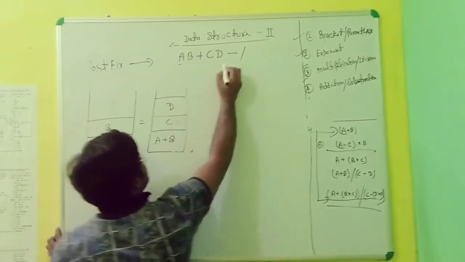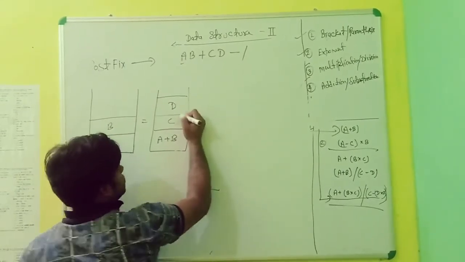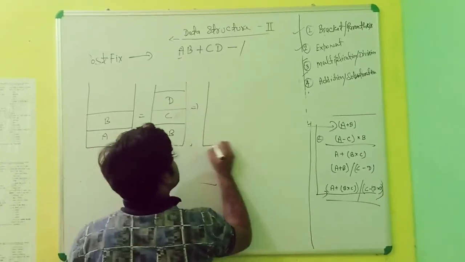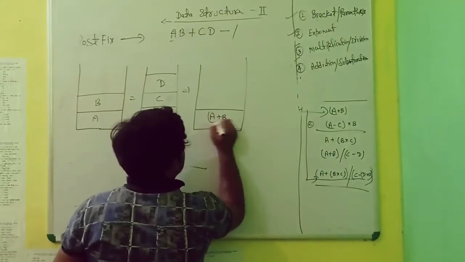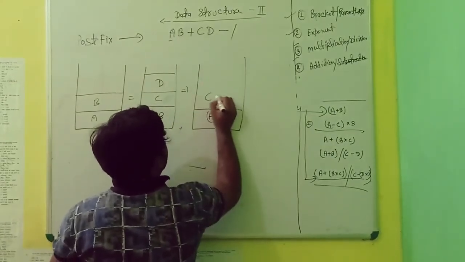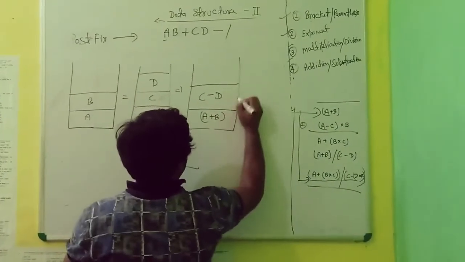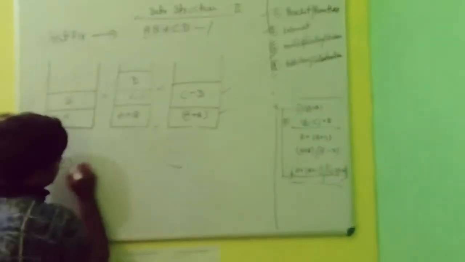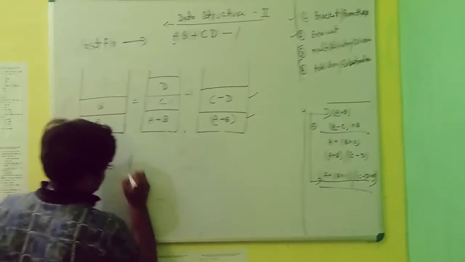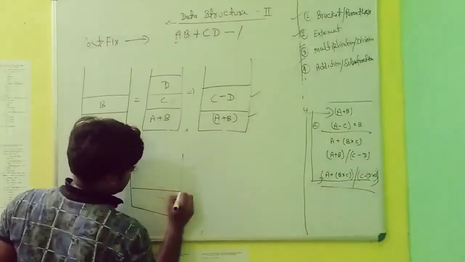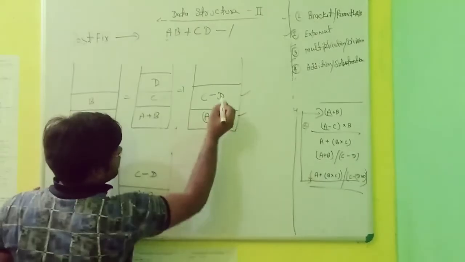Then after that minus is here, so for the two operands from the top, A plus B will be as it is. Now C minus D. Okay, next the division symbol is there, that means between this and this. So the final infix expression will be A plus B, C minus D, and in between what is the symbol?